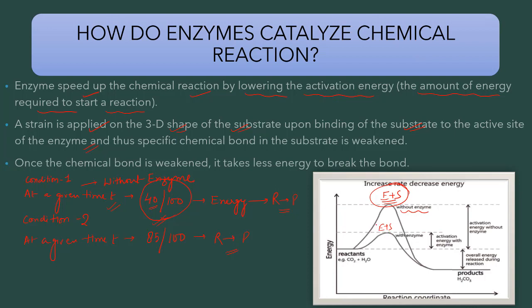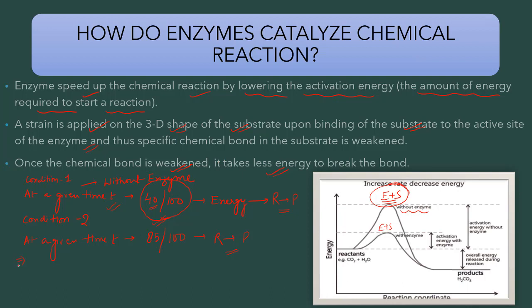So this minimum amount of energy which is required by the reactant molecules or the substrate molecules to convert into the product is known as what? Activation energy. Once the chemical bond is weakened, it takes less energy to break the bonds. So once the chemical bonds of the substrate become weakened, they absorb less energy to break their bonds, and the substrate is converted into the product.